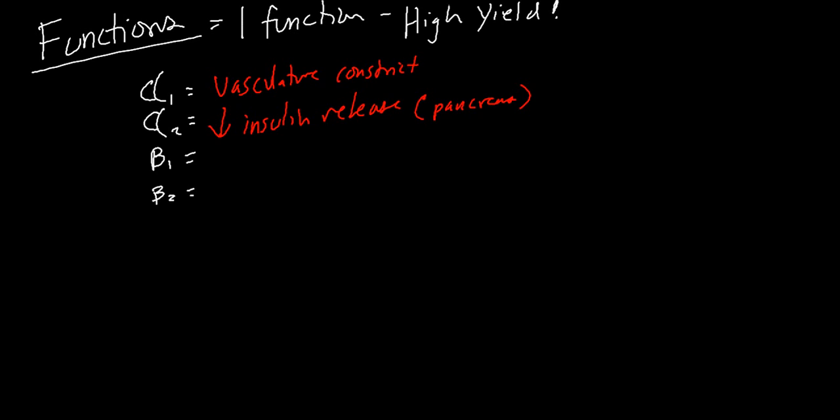Got beta 1 and beta 2. Now, these are more high yield. Alpha 1, high yield. Beta 1, high yield. Alpha 2 is good to know. If you're thinking this is way too much stuff to remember, you can forget this. You can forget alpha 2.